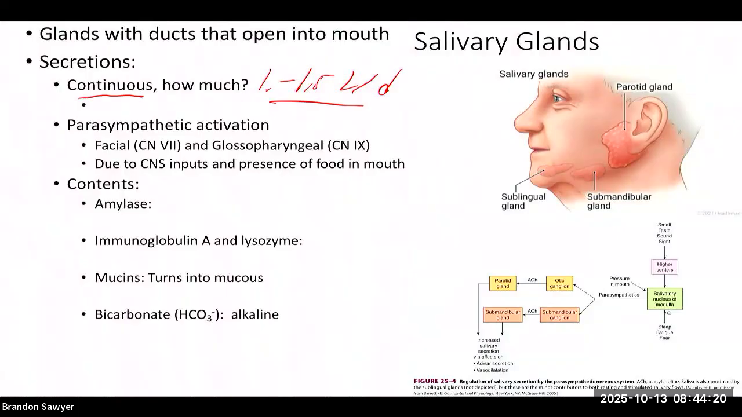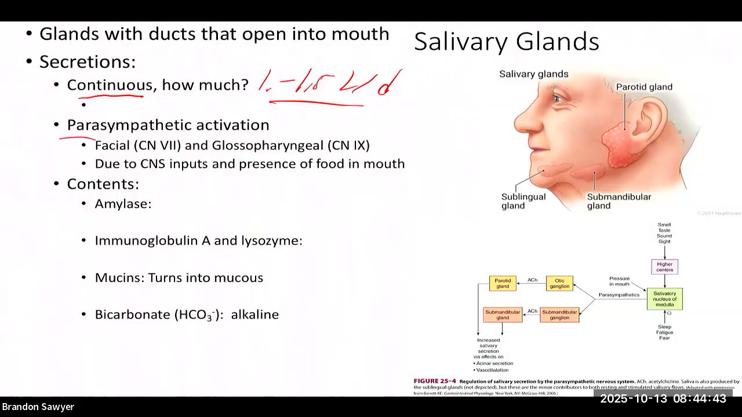Okay. I mean, think about it, right? We're talking about like a picture of a 2 liter soda bottle, right? Almost that, right? Three-quarters of that every day coming into our mouth, right? Most of that ends up going down our GI tract, right? And so the majority of that is going to be due to when we have parasympathetic activation of these glands.